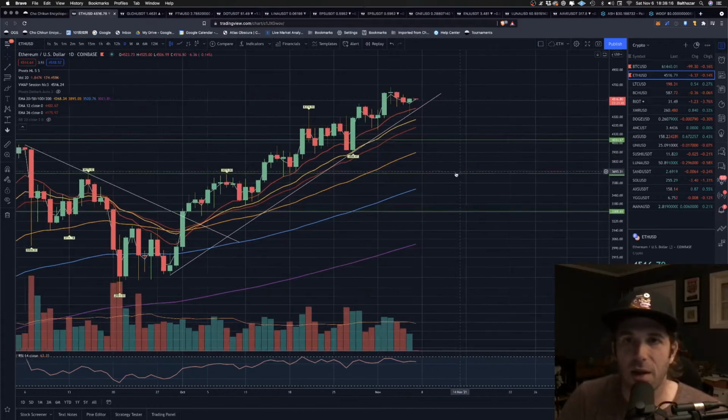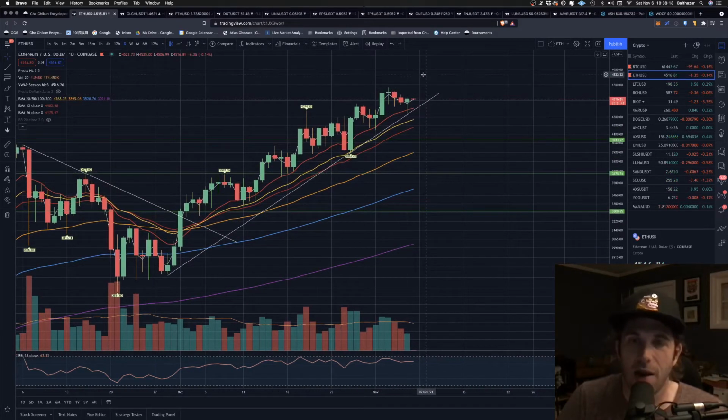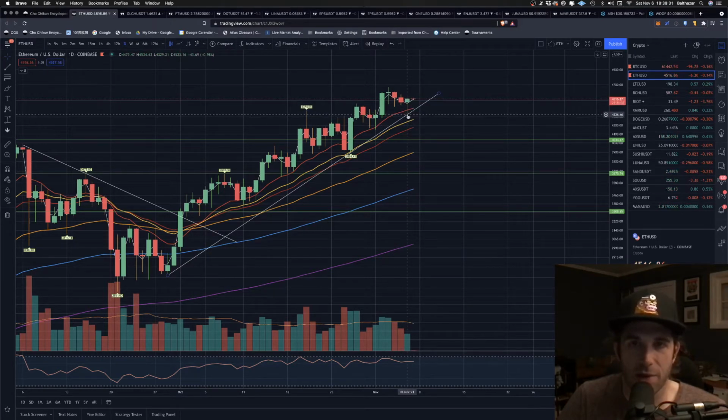Now, whether or not we continue higher and set a higher high or we trade sideways is yet to be determined. But overall, I would say it's a good sign for the bulls that we have this touch of the trend line. The bulls obviously started buying at this trend line, and now I imagine the bulls are going to try to set a higher high here.